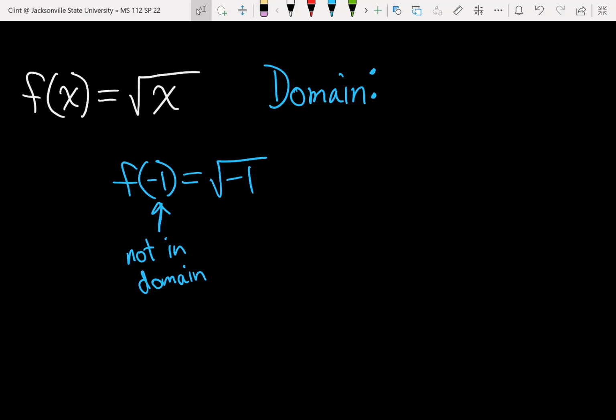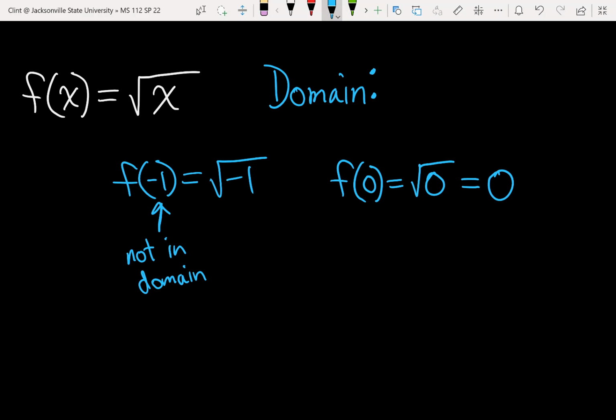What about 0? Does 0 work? It's kind of on the fringe, so we have to stop and think about it. If we take f of 0, we'll get square root of 0. What's square root of 0? What times what gives you 0? 0. And 0 is a real number, so that's okay. So 0 is in the domain.